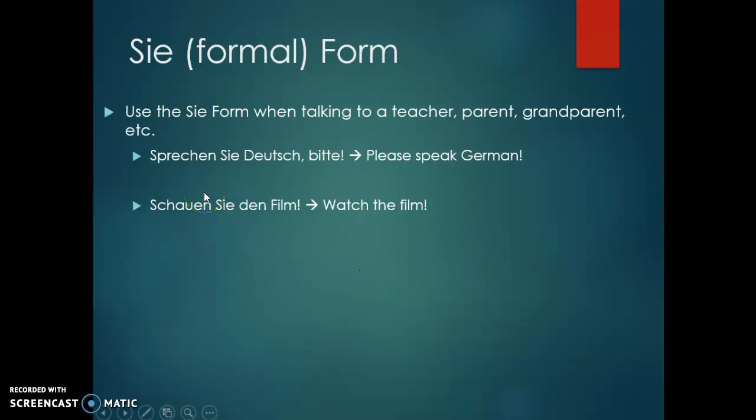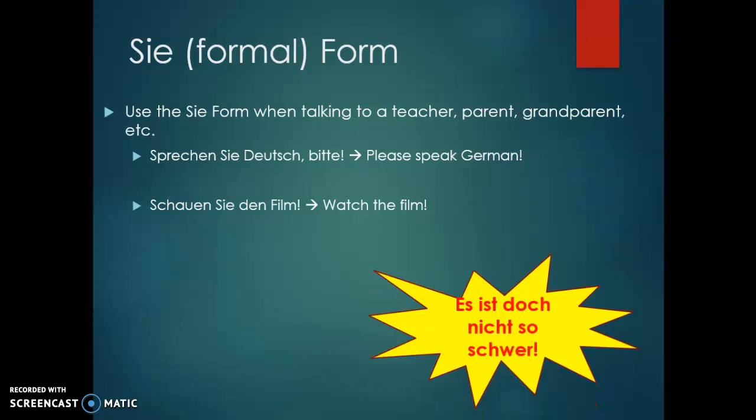So, if you notice, the only thing that you have to do for the Sie command form, whereas for the wir form you added wir after the verb, this time you're just adding Sie after the verb. So, you might hear me say, Sprechen Sie Deutsch, bitte. Please speak German. And you can add bitte to any of your forms. Schauen Sie den Film. Watch the film. It's just a more formal, more polite way of commanding somebody. Okay? Es ist nicht so schwer.